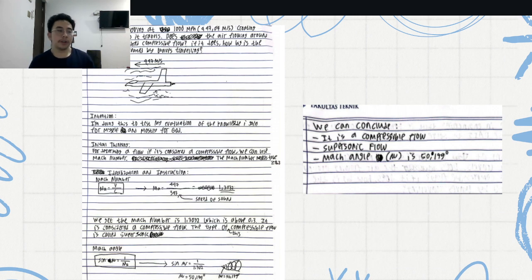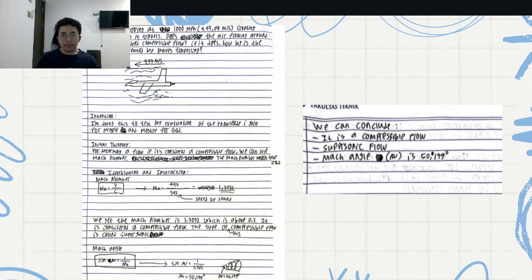Okay, so this is the example of application I did in the quiz about compressibility effects, in mechanical fluids. I assume here a jet plane moving at a speed of 1,000 miles per hour, which we can define as 447.04 meters per second, creating a shock wave as it travels. Is the air flowing around the plane considered compressible flow, and if it is, how big is the Mach angle created by the waves traveling?